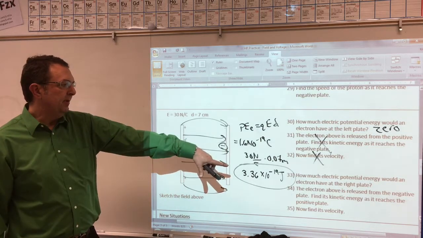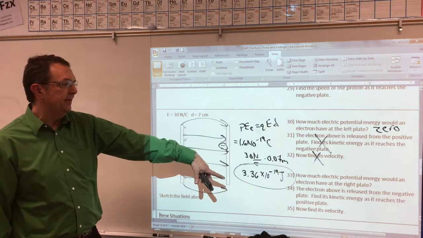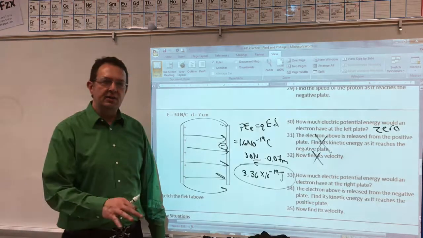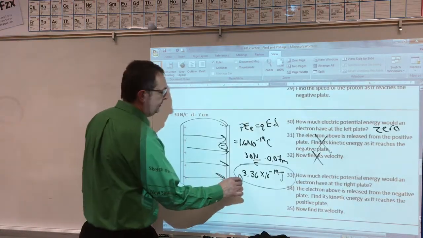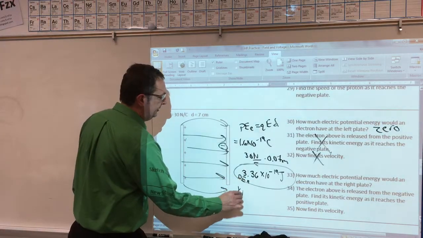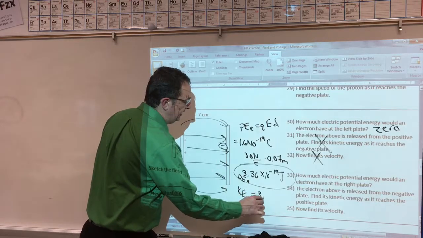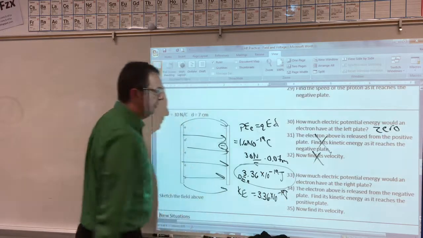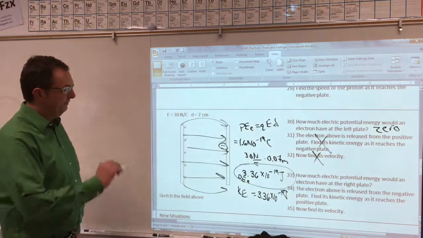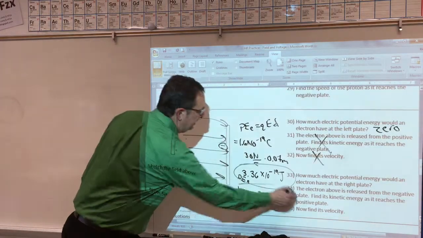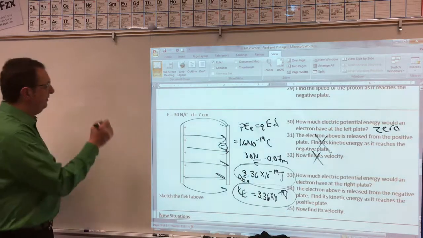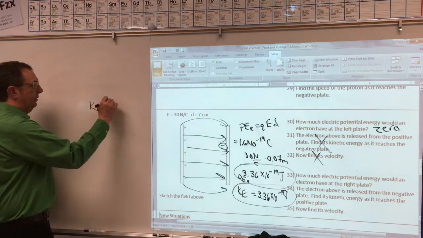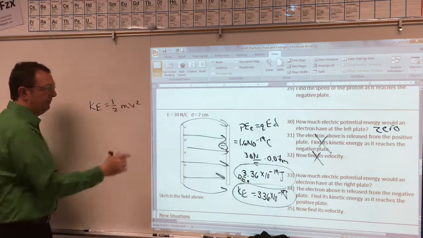34, the electron above is released from the negative plate, find its kinetic energy. Oh, well, that's just a conservation of energy thing. So this electric potential energy turns into kinetic energy. That's the exact same value, 3.36 times 10 to the negative 19 joules. Now find its velocity. Well, the velocity is going to be to the right. That's number 34. Number 35, kinetic energy, 1/2 mv squared.